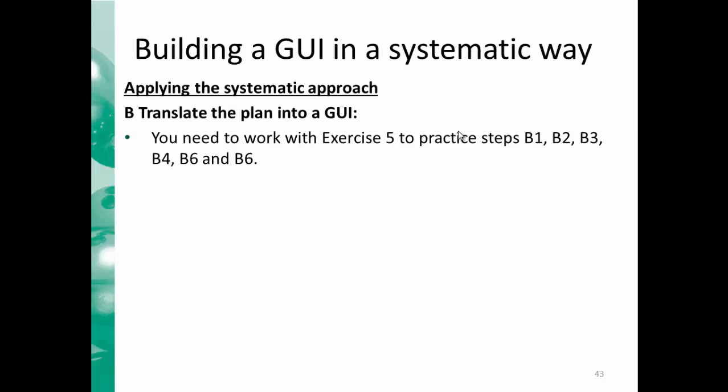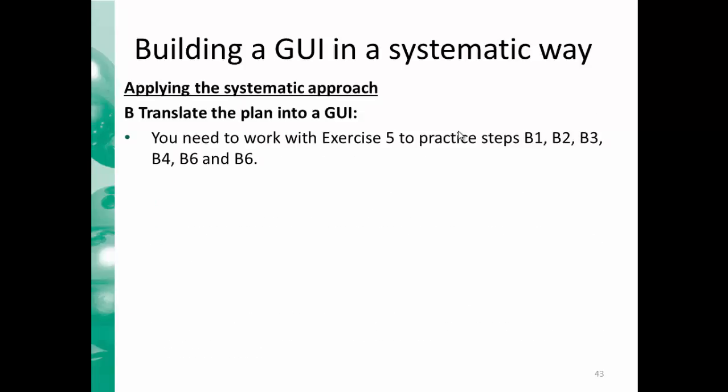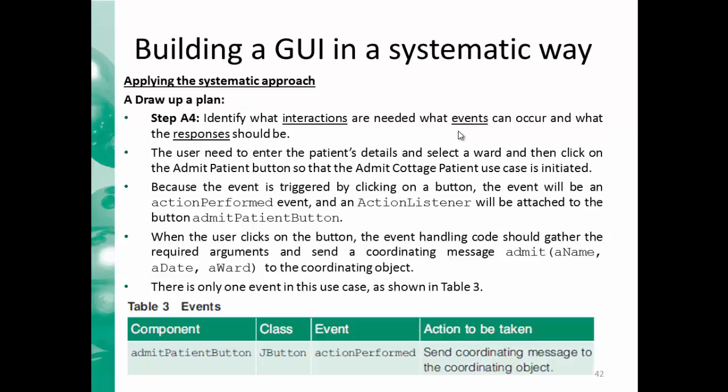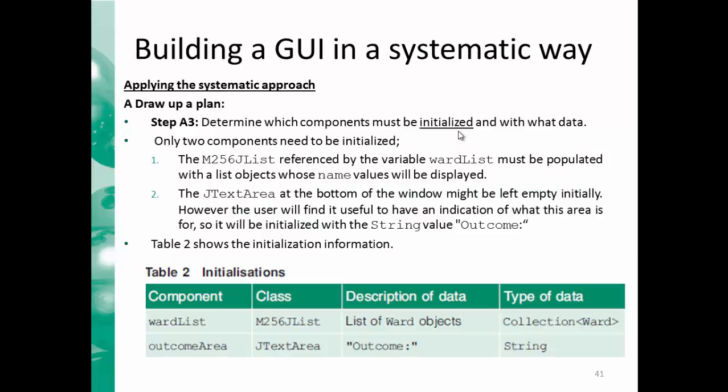Now we need to apply our approach and translate our plan into a GUI. Exercise 5 will practice translating the plan into a GUI. Please refer to that exercise to see how we translated our plan, in its 4 different steps, into building it as a graphical user interface.